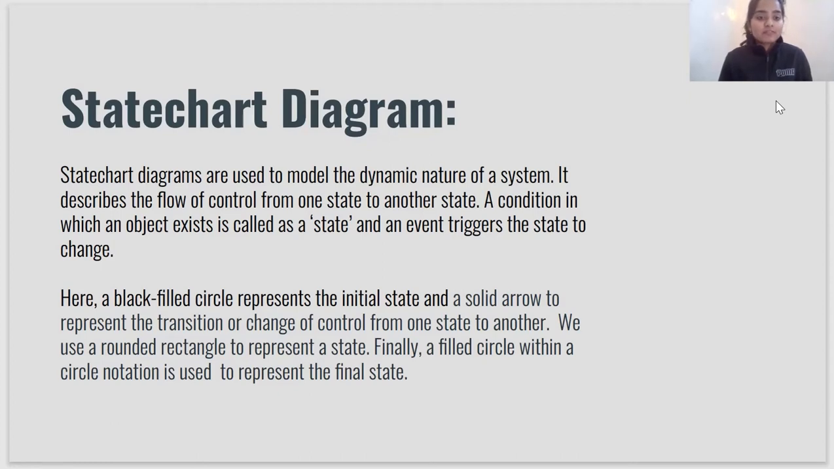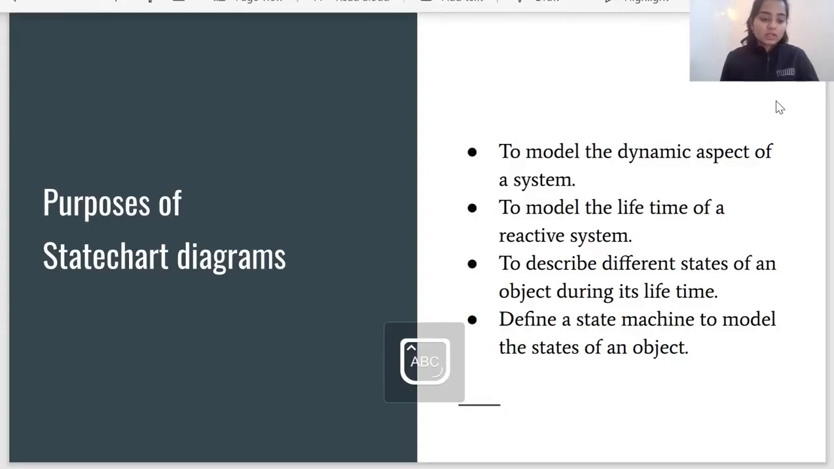Here a black filled circle represents the initial state and a solid arrow represents the transition or change of control from one state to another. We use a rounded rectangle to represent a state. Finally, a filled circle within a circle notation is used to represent the final state.